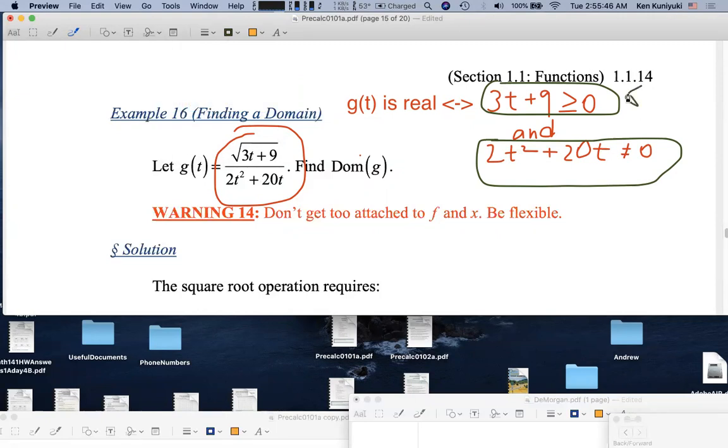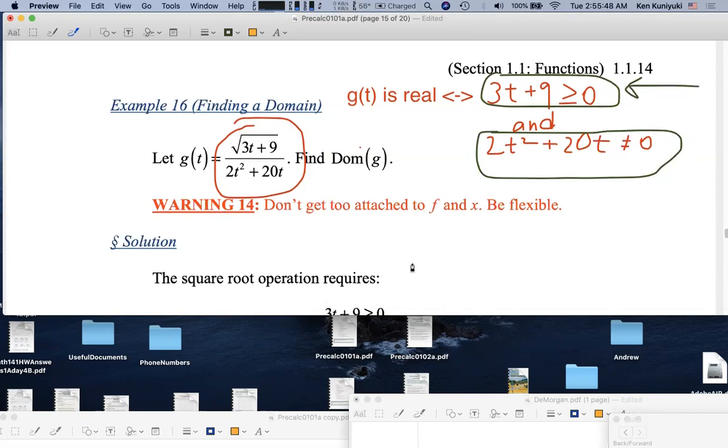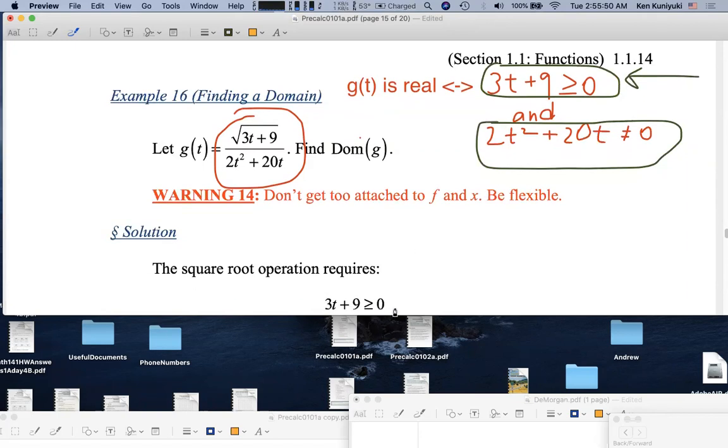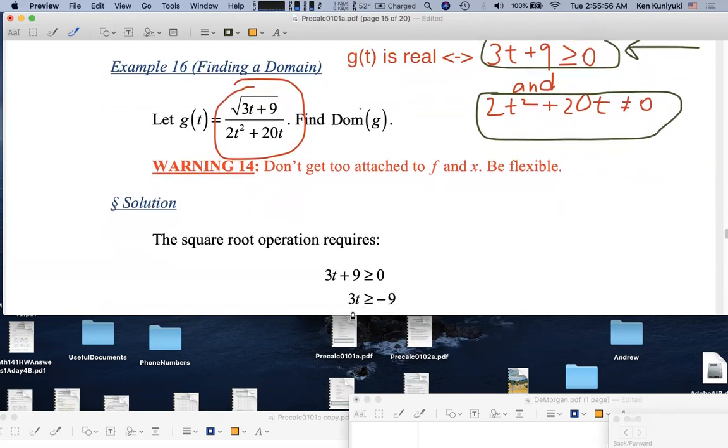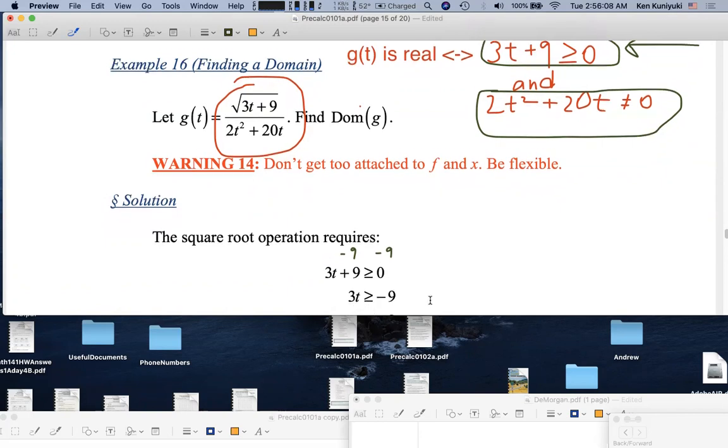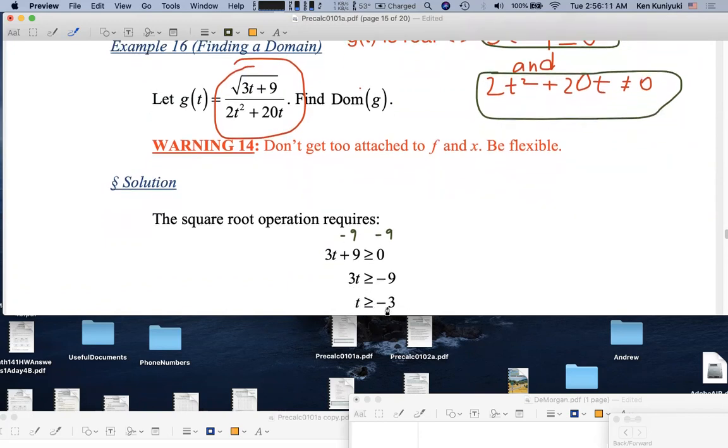Let's solve this inequality first. Let's solve 3t plus 9 is at least 0. We can subtract 9 from both sides. We get 3t is greater than or equal to negative 9. Remember, you do not flip the symbol if you just subtract. We divide by positive 3. Again, that does not flip the symbol. t is greater than or equal to negative 3.